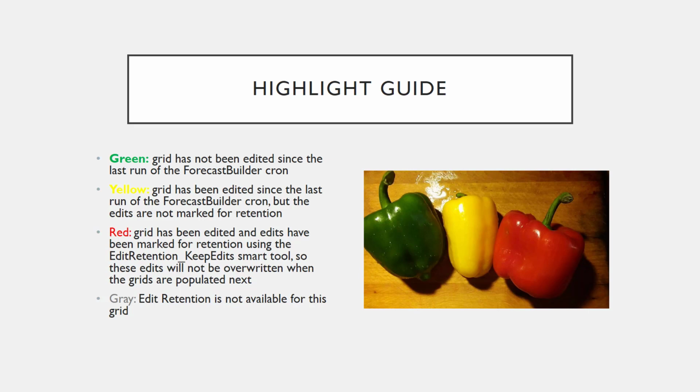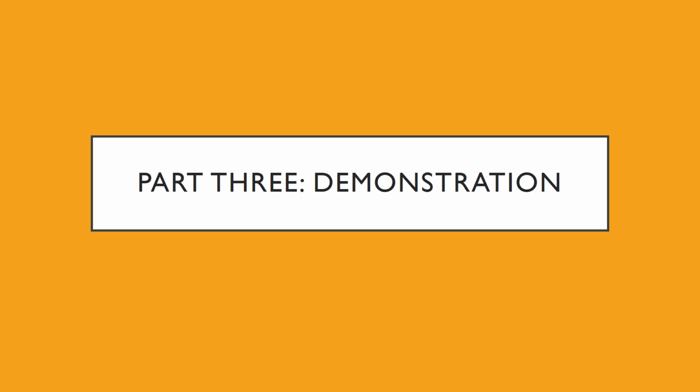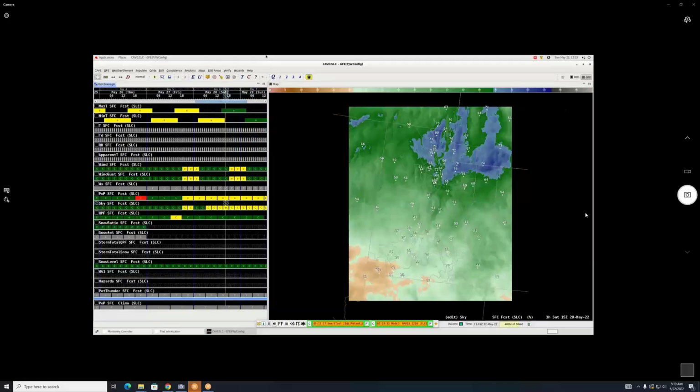If a grid is red, it has been edited and those edits have been marked for retention. That is, the grid is on manual. Finally, edit retention is not available for grids that are gray.